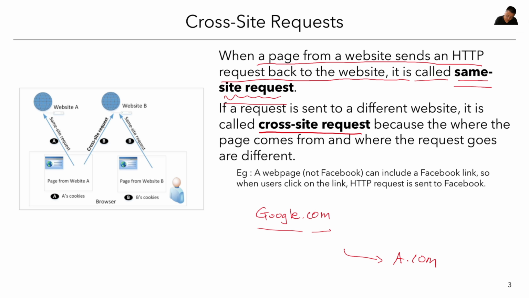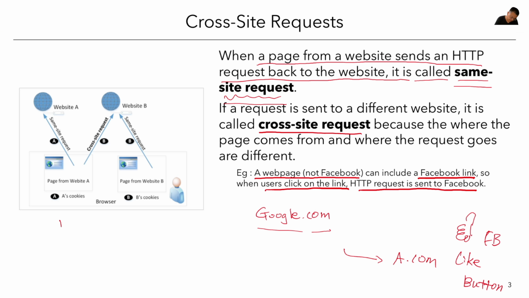Okay, another example here: if a web page, not Facebook, includes a Facebook link, when you click on this link, an HTTP request is sent to Facebook. So you probably are familiar with this logo, the Facebook like button. This is actually a huge privacy concern.